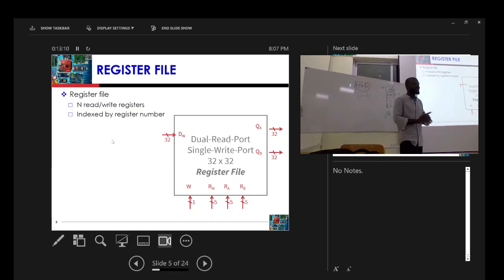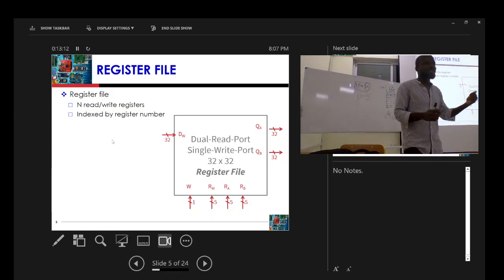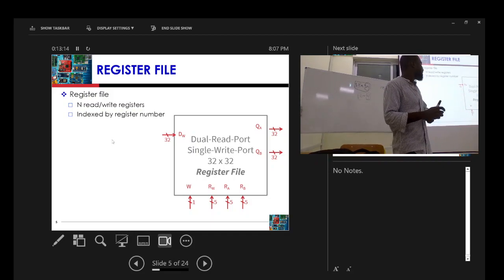So if I want to read something from the register file, I give it an address A, give it address B, and then it will read two registers for me at the same time. Understood? So I need RA and RB to also be 5 bits. Why? Because there are 32 registers inside there. I need 5 bits to address that 32. You understand?